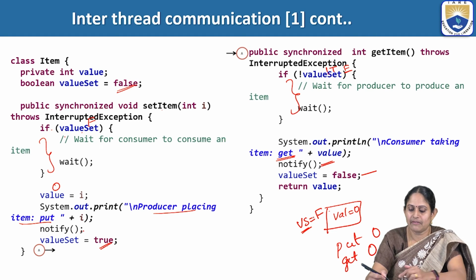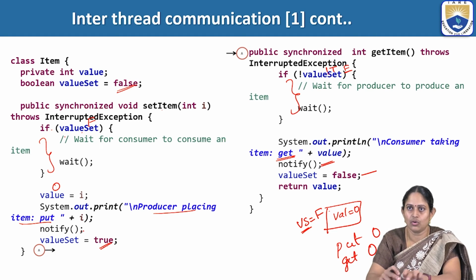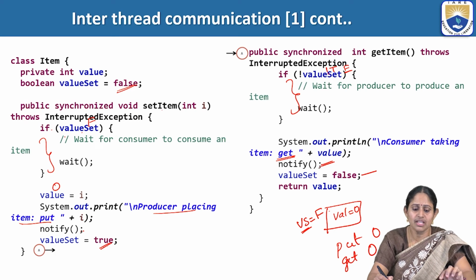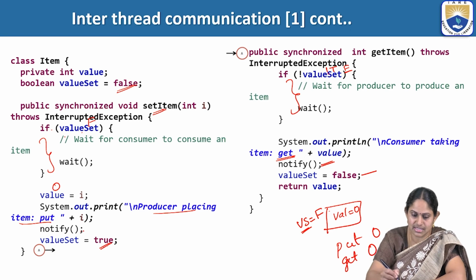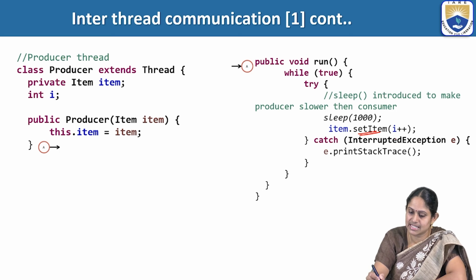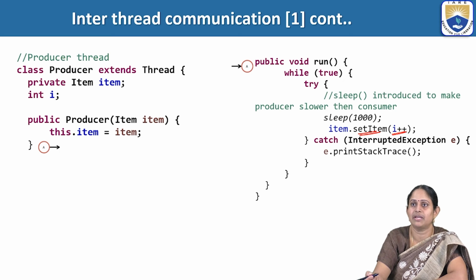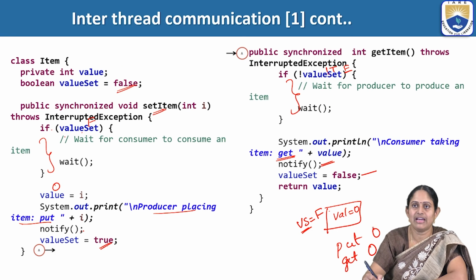So again, once the consumer consumed and the notify method was invoked, the producer will again execute the set item method. So the producer will again place the item. The producer will be calling the set item, so set item will be called on I++. So now the value will become 1. Initially value was 0, so now the value will become 1.